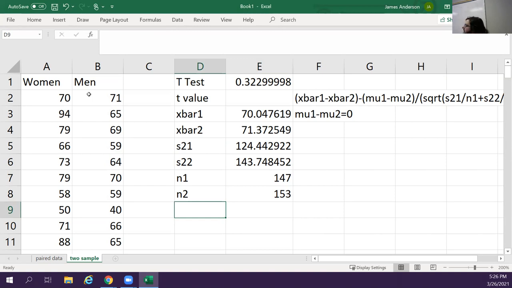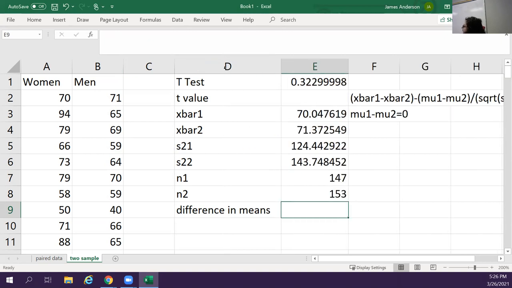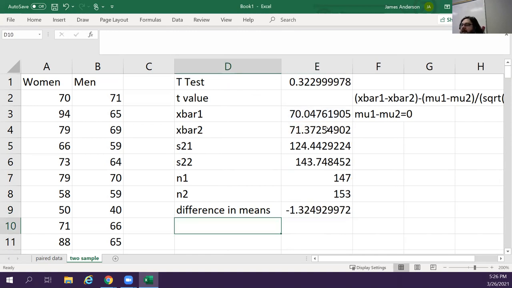So the difference in means is the first thing. That equals that minus that. So I see a negative number, which means I'm going to get a negative t value. So if anything, that would mean women would have a slower rate than men.